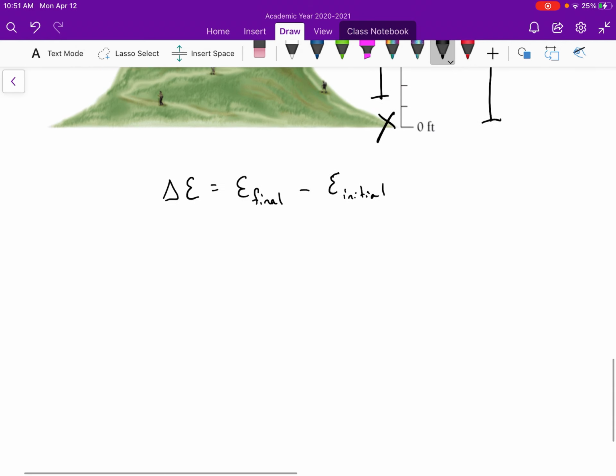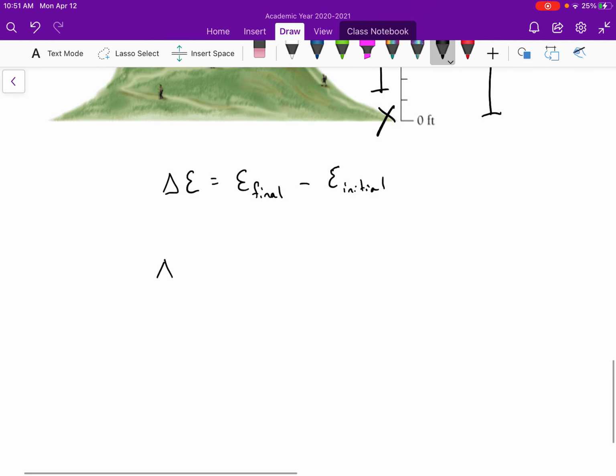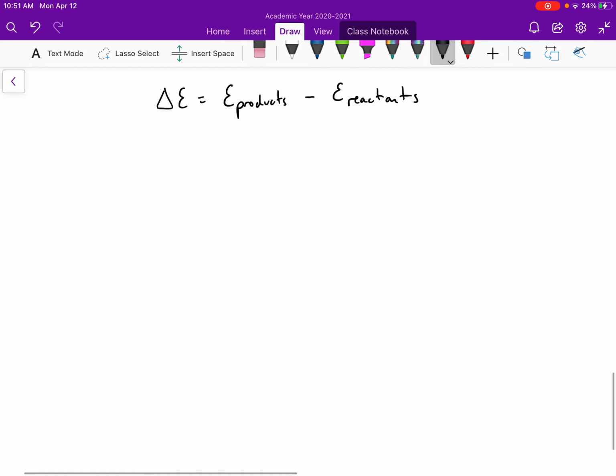Now, in the perspective of chemical reactions, we would say final is really the products minus the reactants, right? So the change in energy of a chemical reaction is simply the energy that the products have minus the energy that the reactants have. So here's an example. We're going to take carbon plus oxygen. We're going to do a little combustion, and we're going to get CO2.